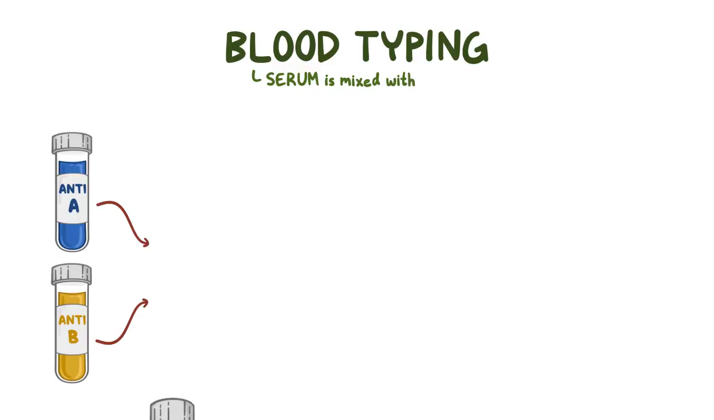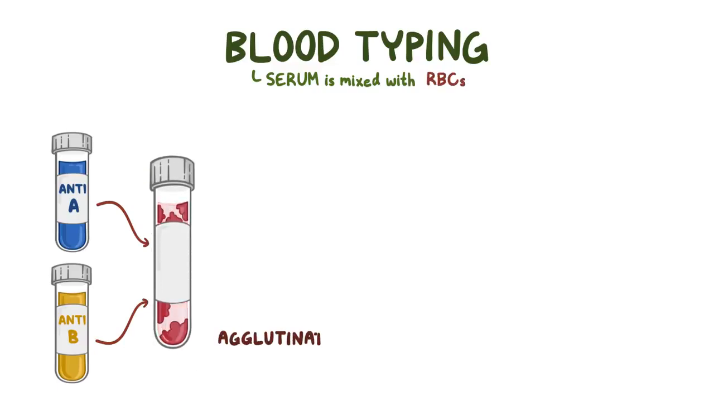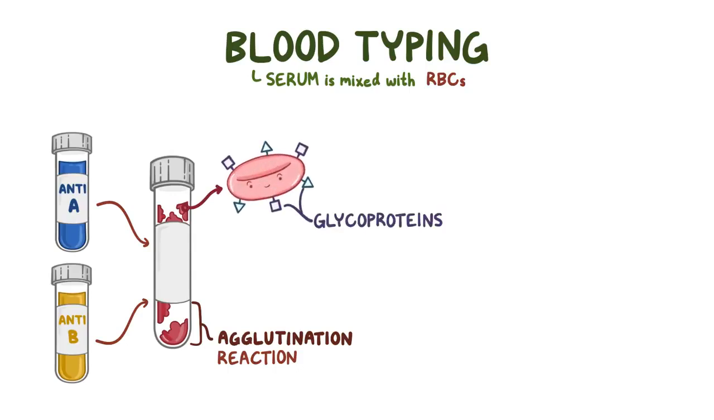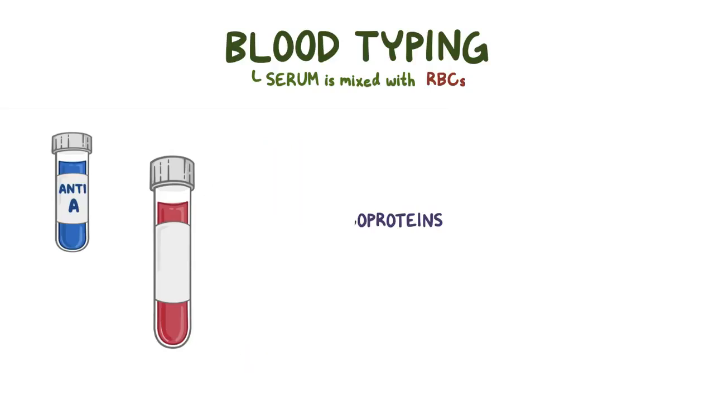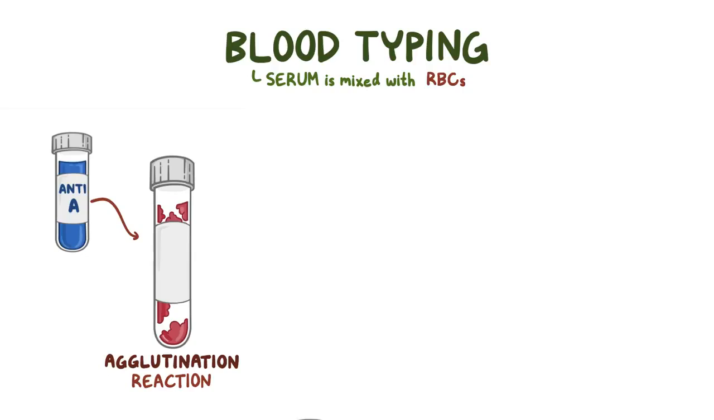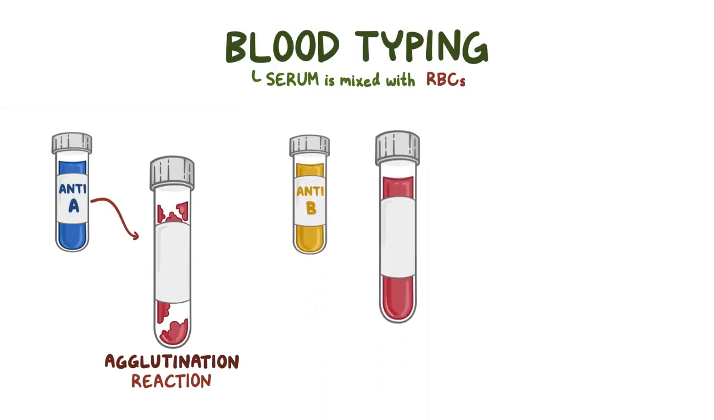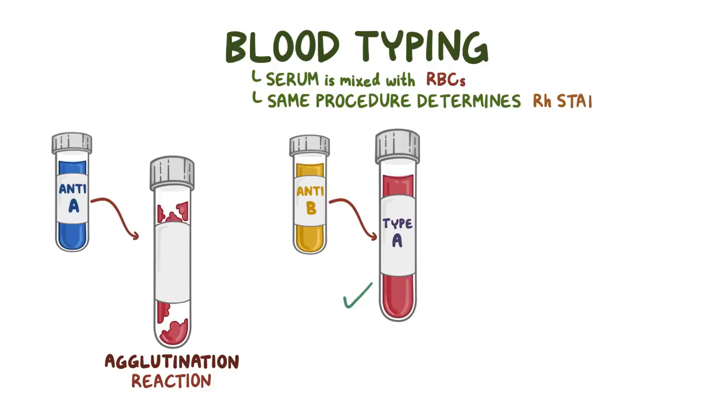To prevent hemolytic transfusion reactions, blood must be typed and cross-matched. During blood typing, serum with known anti-A antibodies and anti-B antibodies are mixed with a person's red blood cells. If an agglutination reaction occurs, that means that the blood being tested has that glycoprotein on the surface. For example, if anti-A serum is mixed with a person's red blood cells and an agglutination reaction occurs, but that doesn't happen when it's mixed with an anti-B serum, then that person has blood type A. The same procedure is also performed for people to determine a person's Rh status.